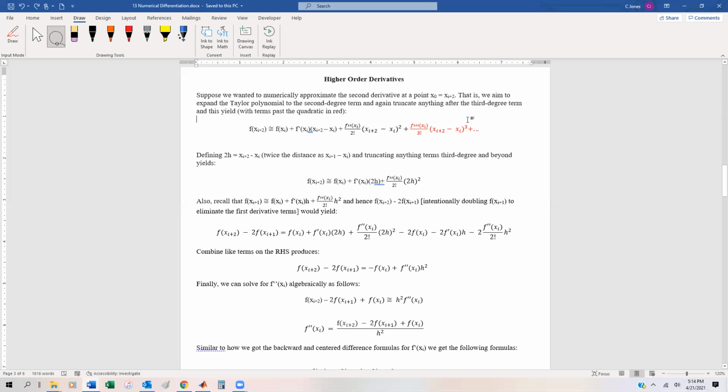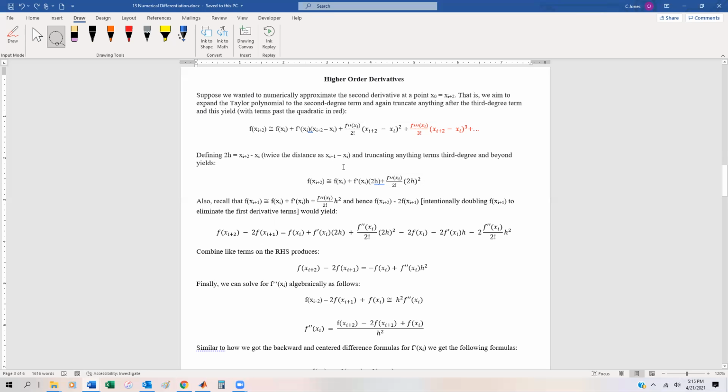So now we are going to define 2h as being 2 steps beyond, whatever the distance from x sub i plus 1 minus x sub i. So remember, these are the steps. Now we have 2 steps, which we're going to define as 2h. And we're just going to substitute that back in for each of these x sub i plus 2 minus x sub i. So we get this statement.